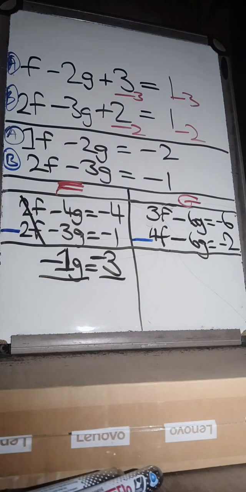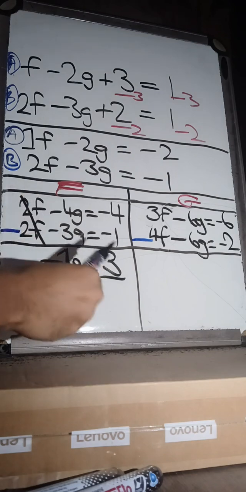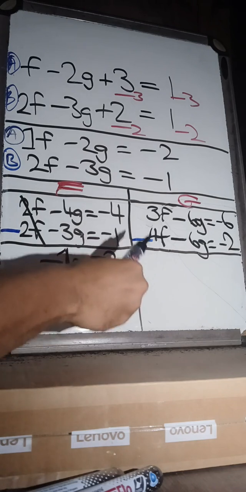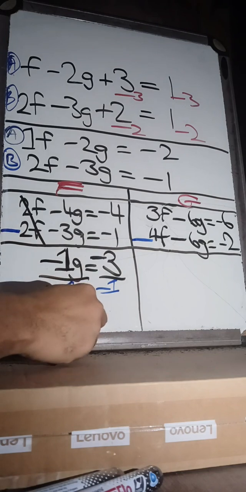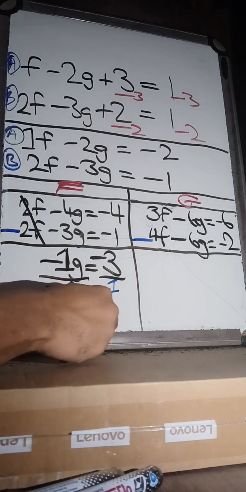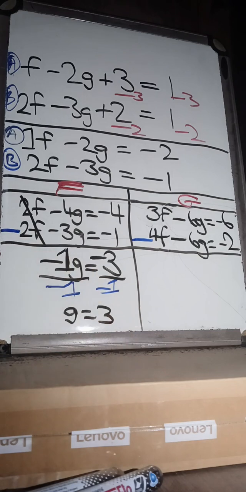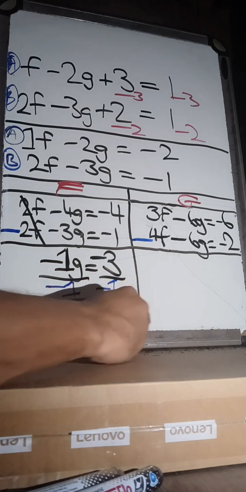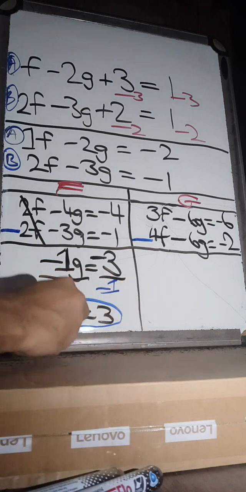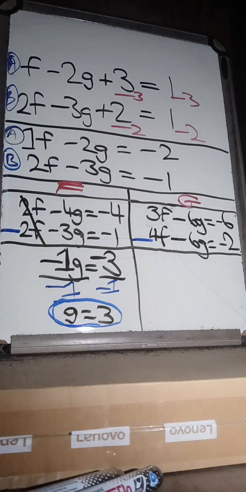All we do, we divide both of them by minus 1, where g is equal to positive 3. So therefore, there we go.